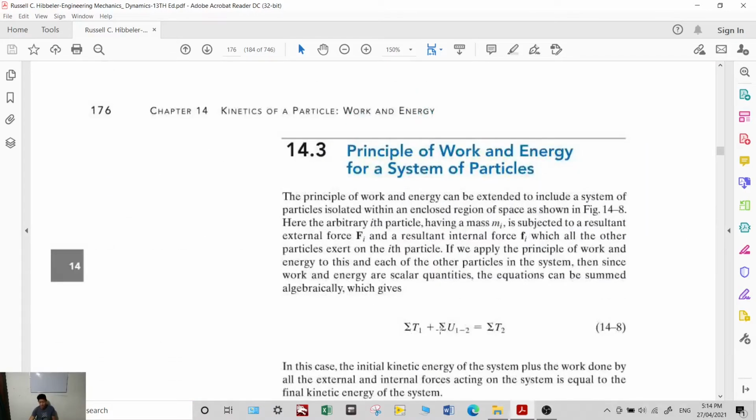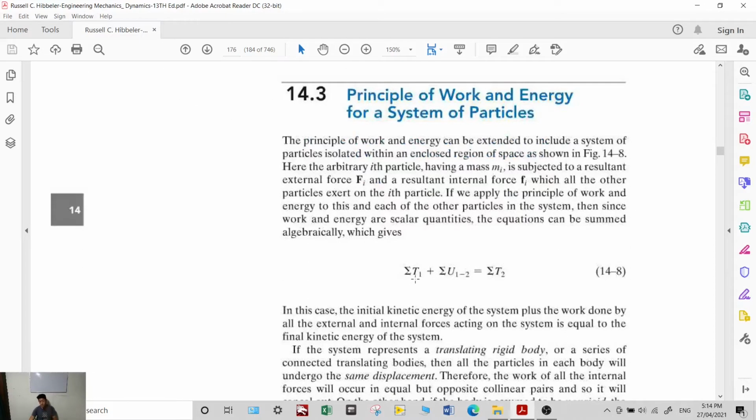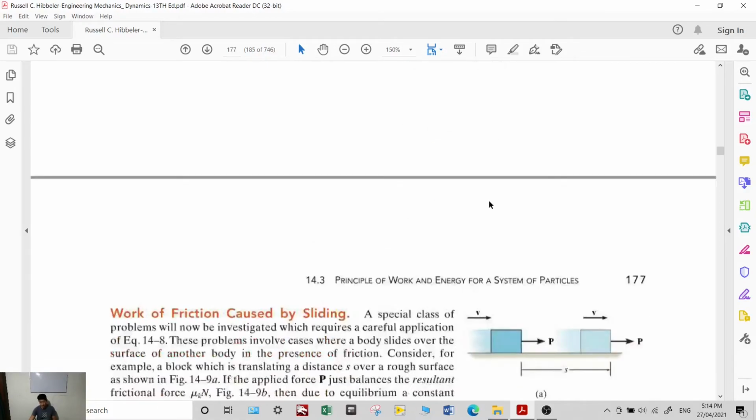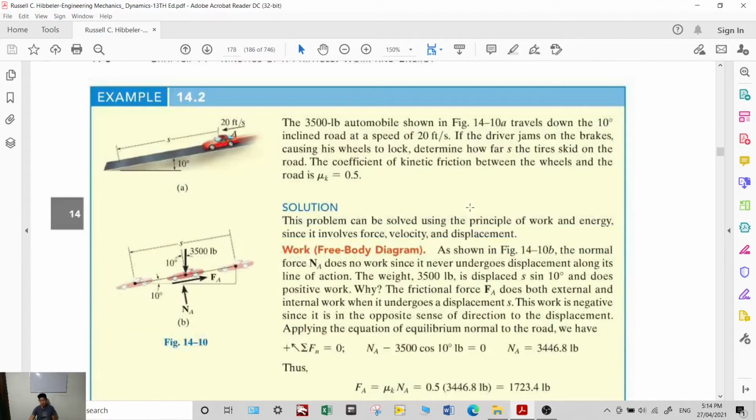Okay, let's proceed to what if the system is composed of many particles. So what you do is you just sum up the initial kinetic energy of your different particles, you add the work, and it will result to the total kinetic energy. Okay? Okay, so let's have an example.